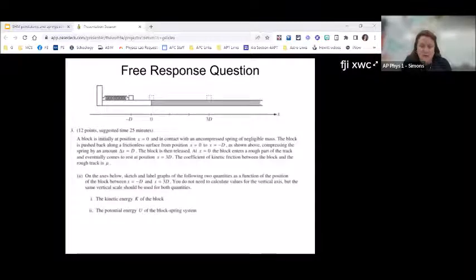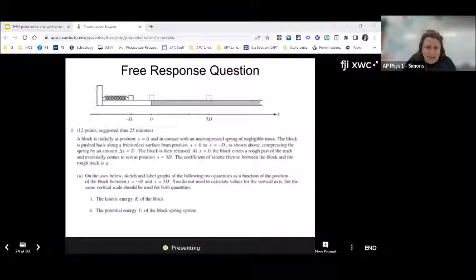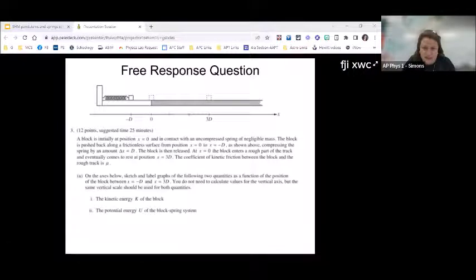But here we go. This is one of our longer questions, but we're going to only look at part of it. It is a 12-point question. They estimate 25 minutes. We're not going to spend 25 minutes on it, but let's start off with this spring on a track. So we have a block initially at position 0 on a spring that's just sitting there minding its own business. The block is then pushed along that frictionless surface to position -D. So that compresses the spring.